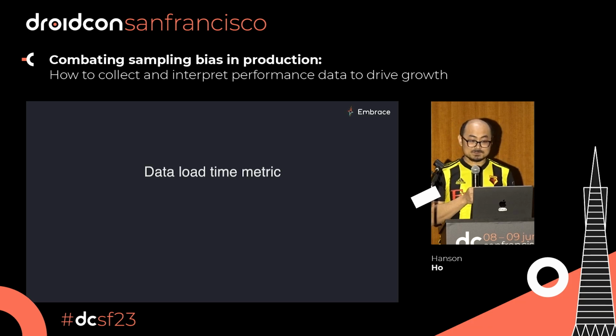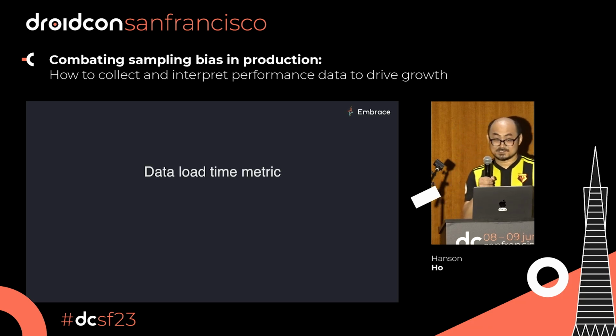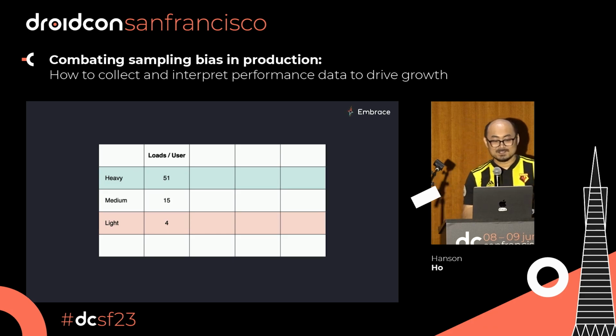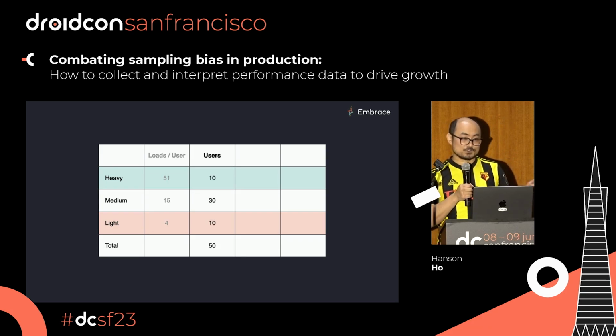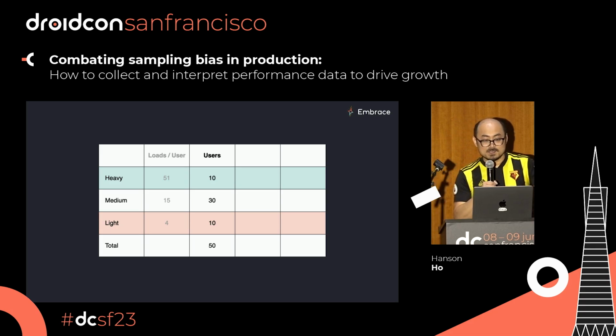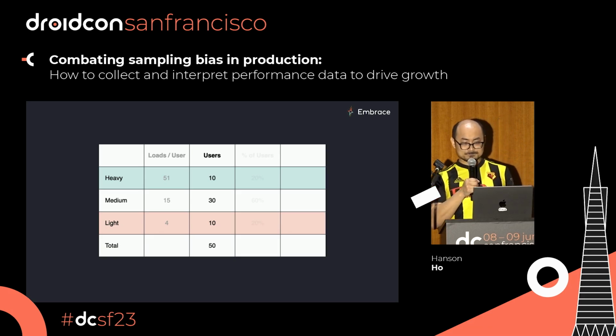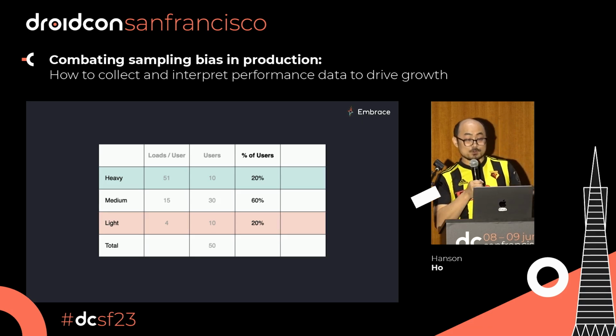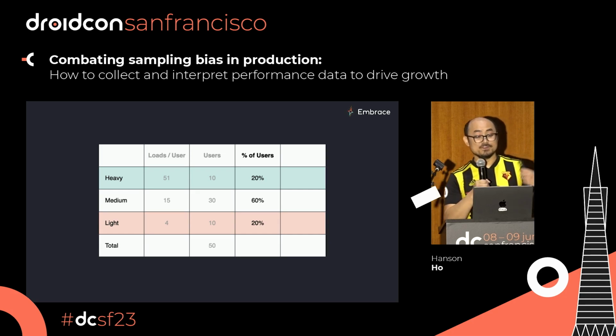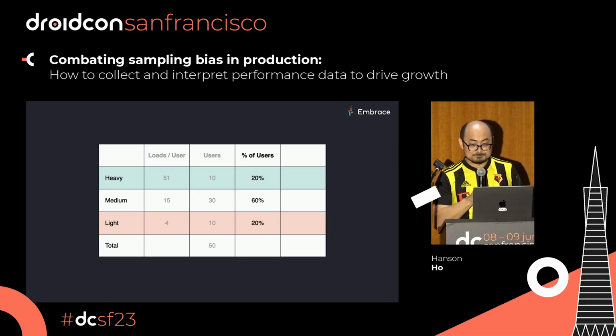So let's use an example of a data load time metric. This is contrived to illustrate my point. So imagine if you have 3 sets of users. You got your heavy users, you got your medium users, and you got your light users. They use your app in varying frequencies. They also have different sizes. Your heavy users may be one size, medium users another size, light users another size. By percentage, your heavy users are 20% of your total users, and your light users are 20% of your user base. The rest are medium users, 60%. The majority of this data set users are medium users.